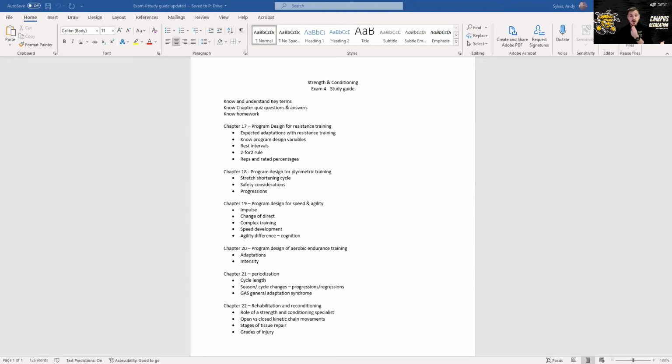We'll go through it. Okay, starting with chapter 17, that is the program design for resistance training. So we want you first to know the expected adaptations to resistance training. When we're lifting weights, know the percentages that you're lifting. And that's one of the other bullet points: the reps and intensities of the weight lifted.